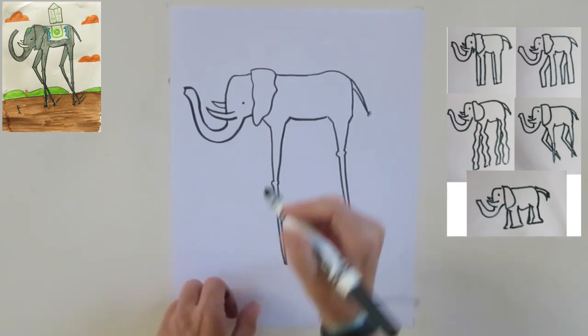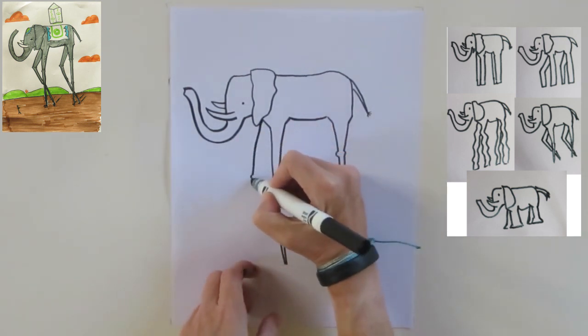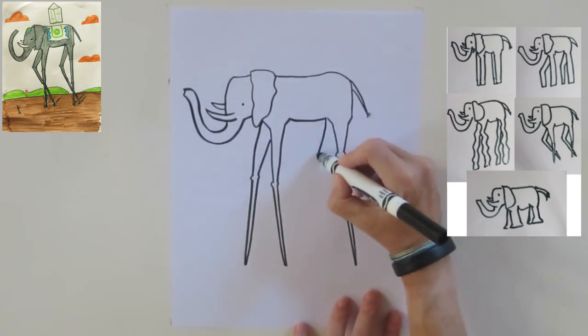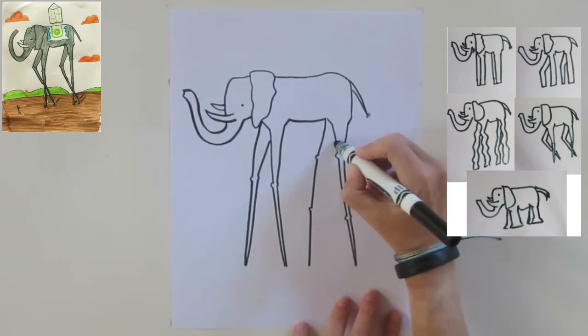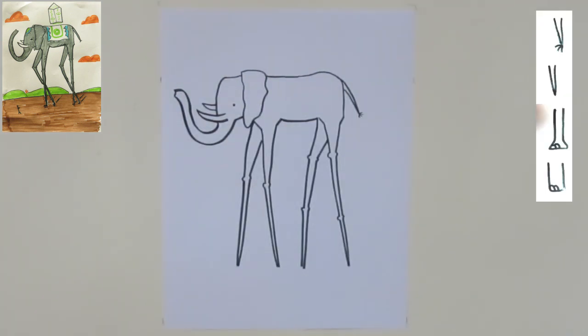Now for the legs on the other side of the elephant farthest from us. For the feet, you can leave them as points, or you can do your own special foot. Dali sometimes did something like a claw.